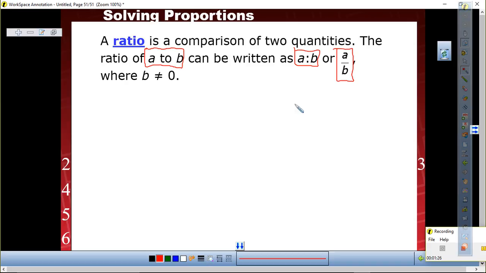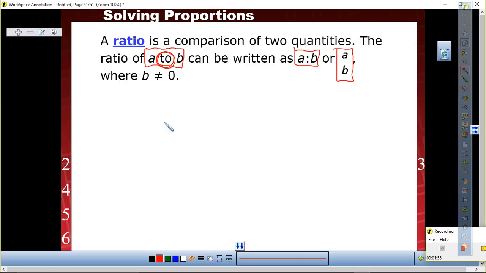But how do we know in a problem that it's a ratio? They'll say the ratio of this to that. It's always going to say the word "to." It's kind of like saying the ratio of girls to boys in my algebra advanced class is, and then I give you some numbers. Does that make sense? Yeah.